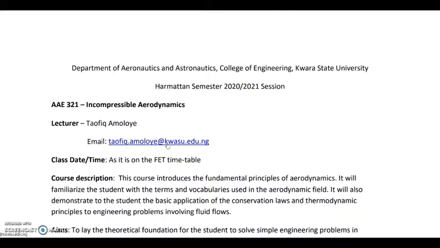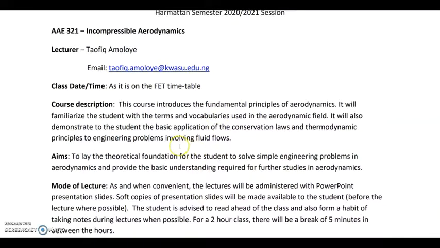The class date and time are as they are on the Faculty of Engineering timetable, and the course description is just here. The hope is that the course will introduce the fundamental principles of aerodynamics to the student and get them familiarized with the terms and vocabularies that are used in the field of aerodynamics. It's also the hope that the course will demonstrate to the students the basic application of the conservation laws and thermodynamic principles to engineering problems which involve the flow of fluids.